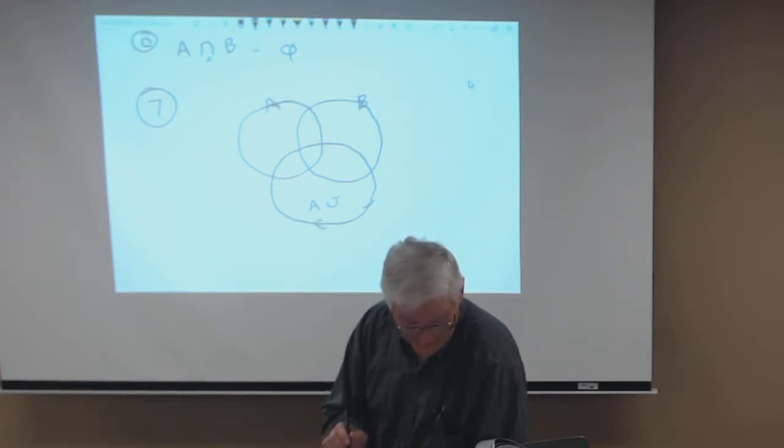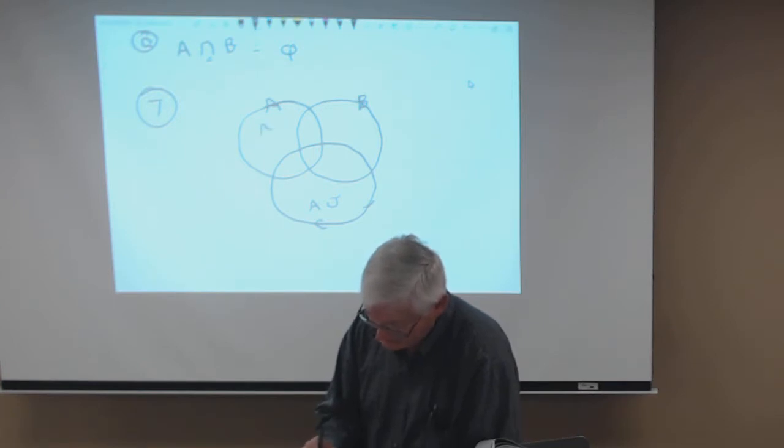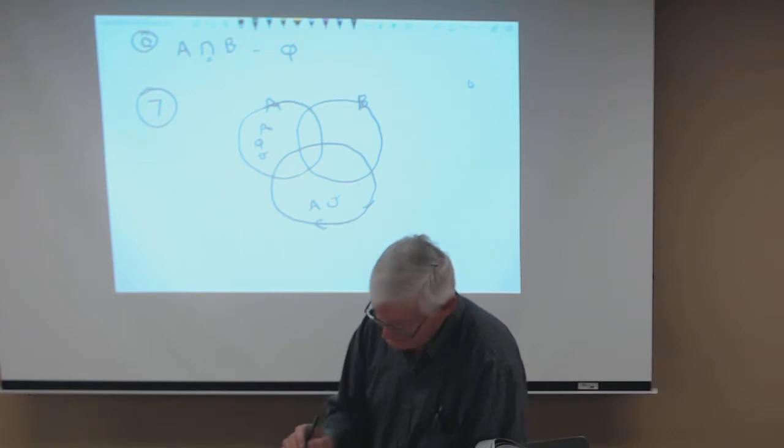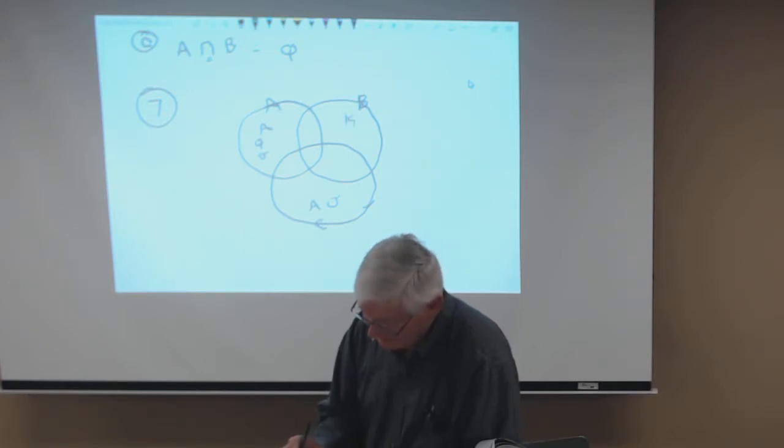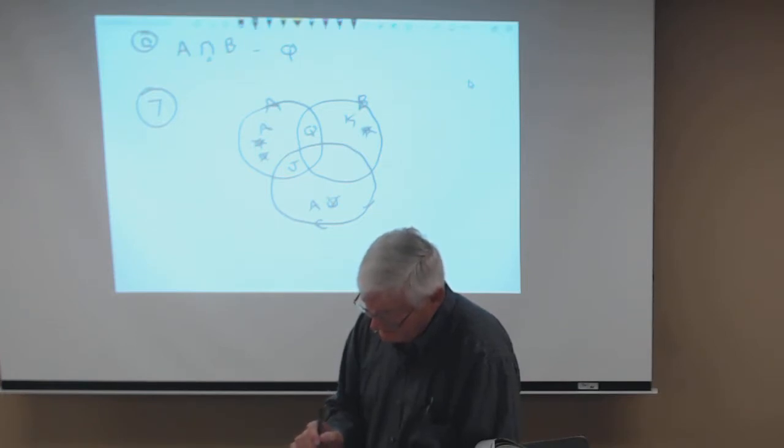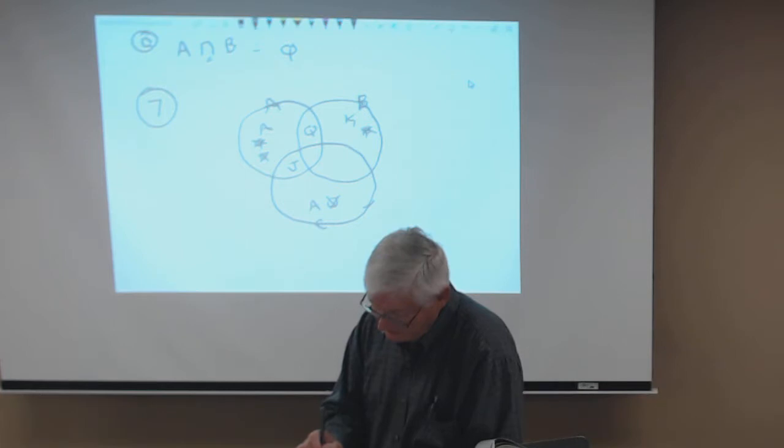And what is A? Ace, queen, jack. And what is B? King and queen. So queen goes here, right? And jack goes here, right? And the ace and jack, right? And ace goes here too, doesn't it?